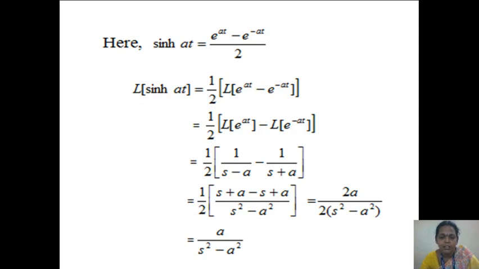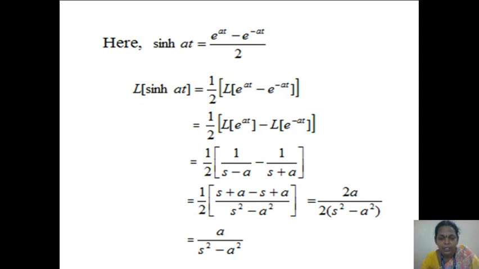Next, applying the Laplace transformation on both terms, that is 1 by 2 L of e power at minus L of e power minus at. So what is the result of L of e power at? 1 divided by s minus a. And then L of e power minus at result is 1 divided by s plus a. Next, taking the LCM of both 1 divided by s minus a and 1 divided by s plus a. That is s plus a minus of s minus a, that is minus s plus a.